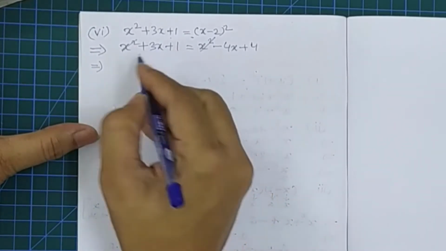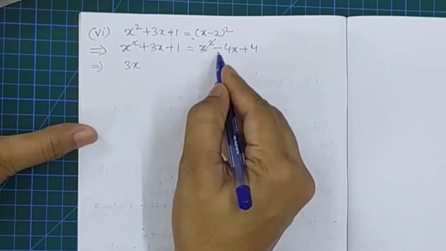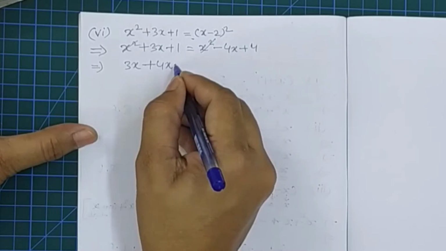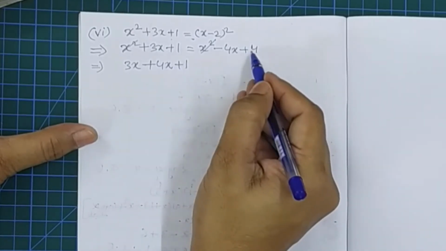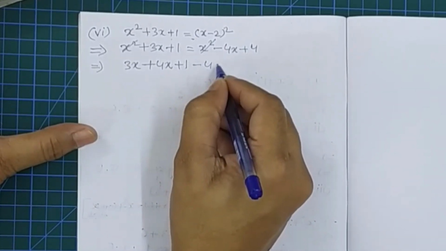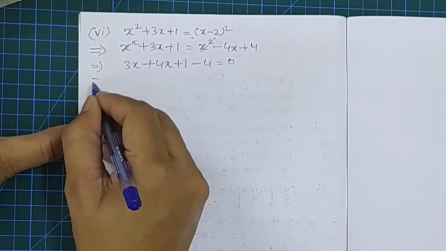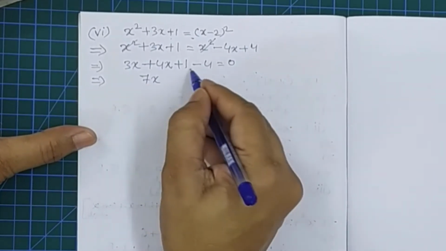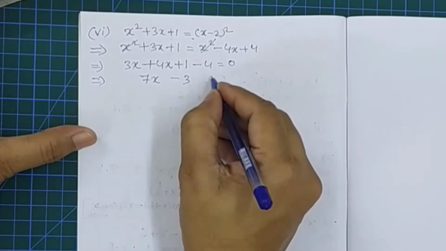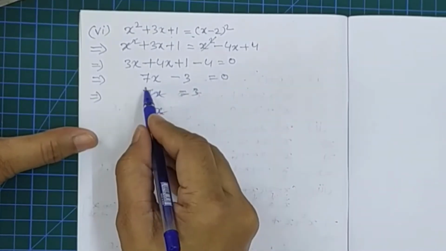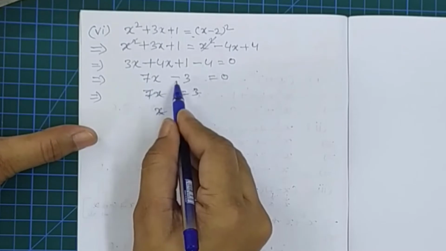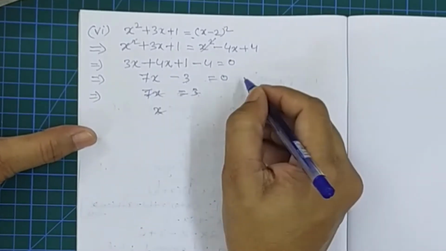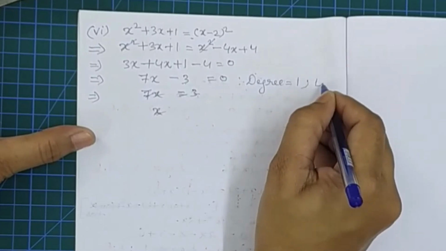So 3x minus 4x to the other side is plus 4x. Already we have here plus 1, and this plus 4 to the other side is minus 4, is 0. So we have here 3x plus 4x is 7x, and here we have minus 3 equal to 0. We get an expression 7x minus 3 equal to 0. So here the degree is 1. So it is a linear equation.